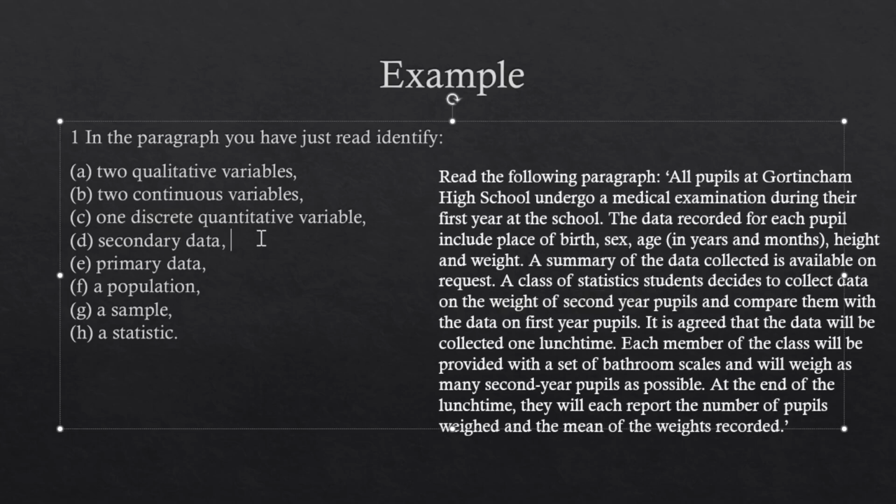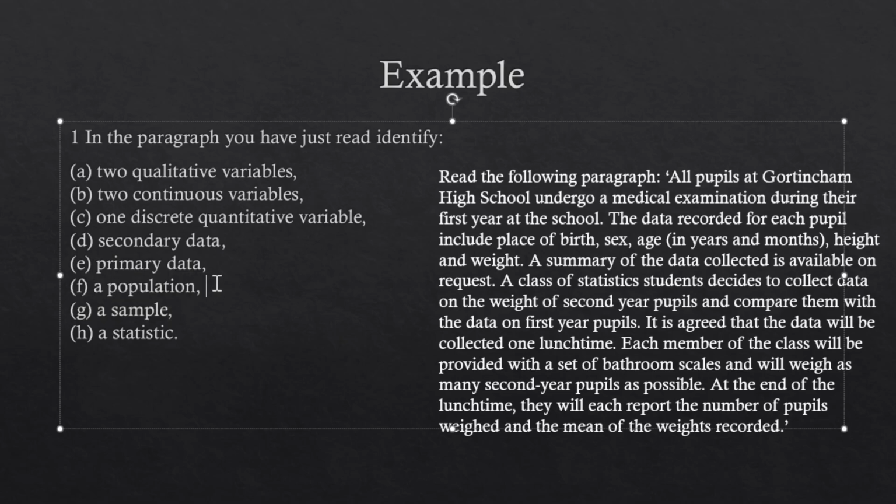All right, and so for the next one, D, we need secondary data. Secondary data could be the data collected in the medical examination records. And E, primary data. That's the data collected by the class. So the data that is collected in the class would be the primary data.